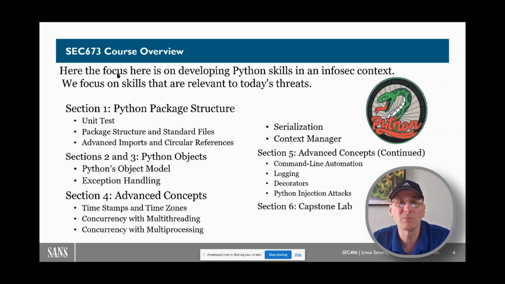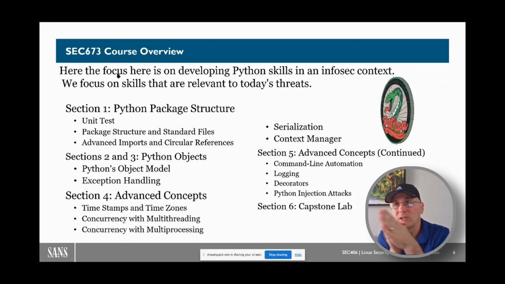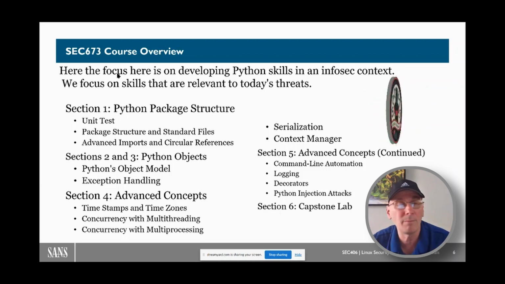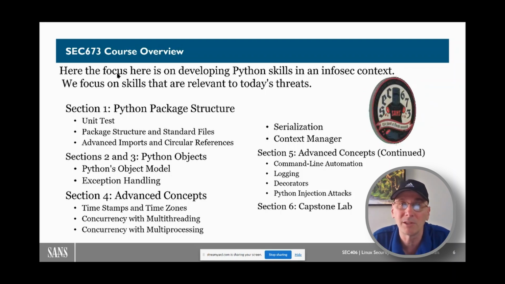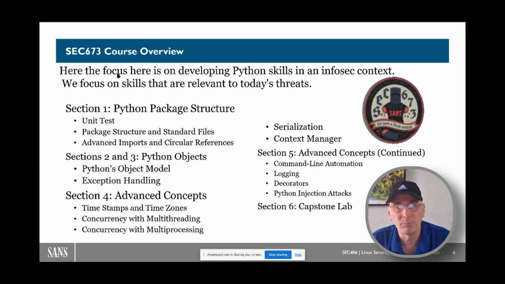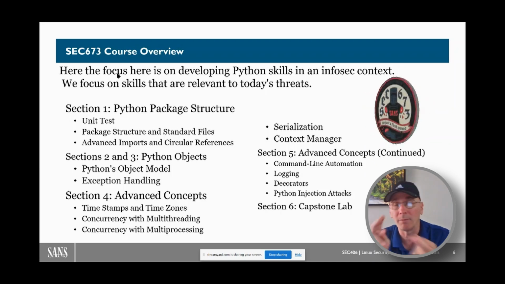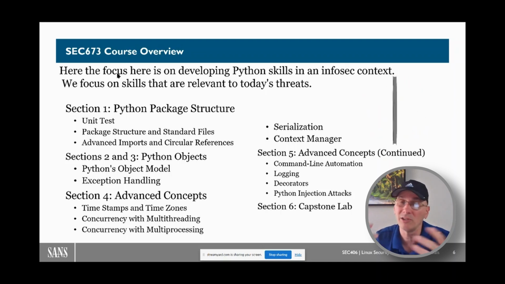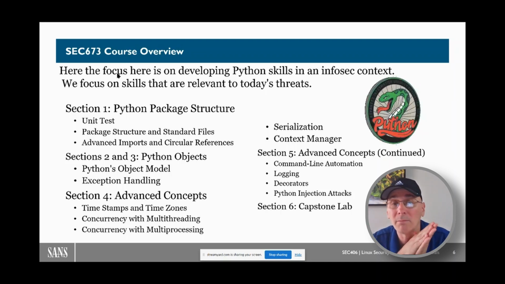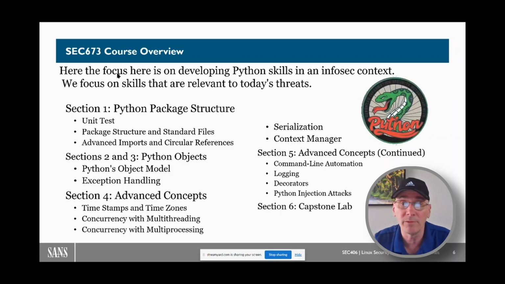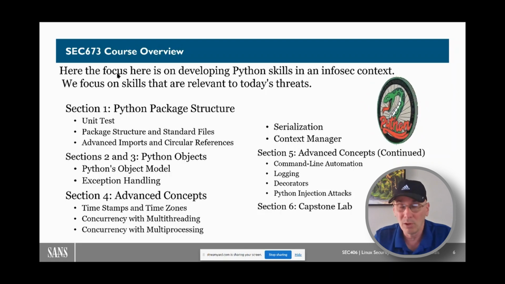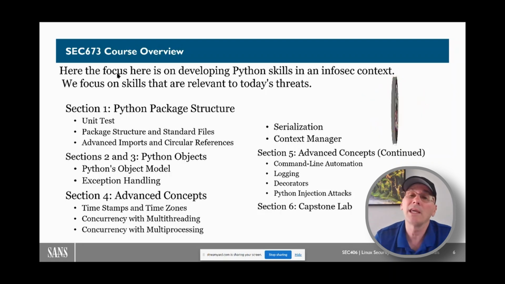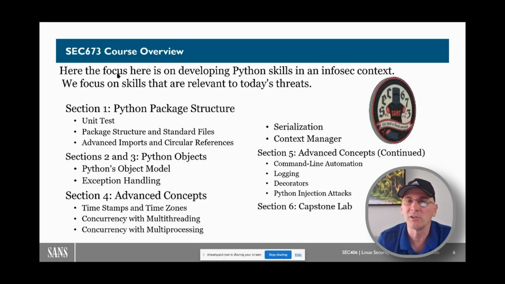We'll talk about Python's object model and how to handle errors. We talk about a problem that we deal with all the time in information security, which is time zones and how to process timestamps properly. We talk about multi-threading, multi-processing, serialization, context managers, and command line automation. We talk about how to do logging properly in Python, how to write decorators, and we get into Python attacks against the Python programming language itself. And amongst those, we'll talk about the serialization errors.